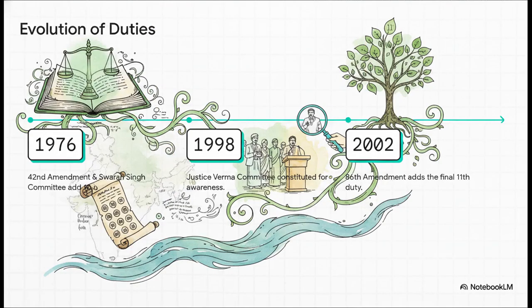But constitutional law is a living, breathing thing. It adapts. These duties weren't actually in the original Constitution at all. They were added way back in 1976 by the 42nd Amendment Act. And this was based entirely on the recommendations of the Swaran Singh Committee. Fast forward a couple of decades to 1998, and the Justice Verma Committee was put together specifically to figure out how to generate better public awareness around these duties. And the evolution didn't stop there. In 2002, the 86th Amendment made another really crucial addition.